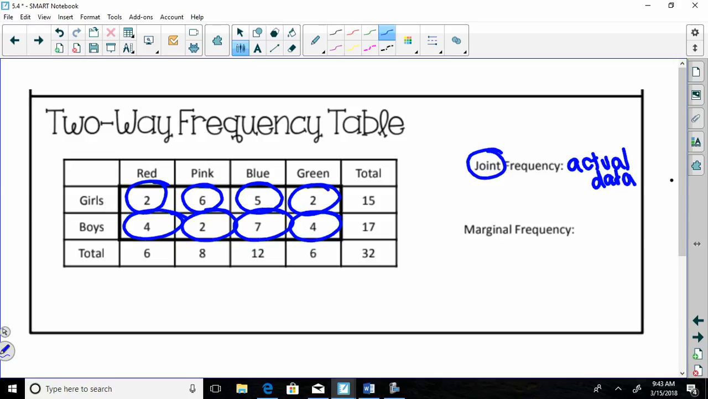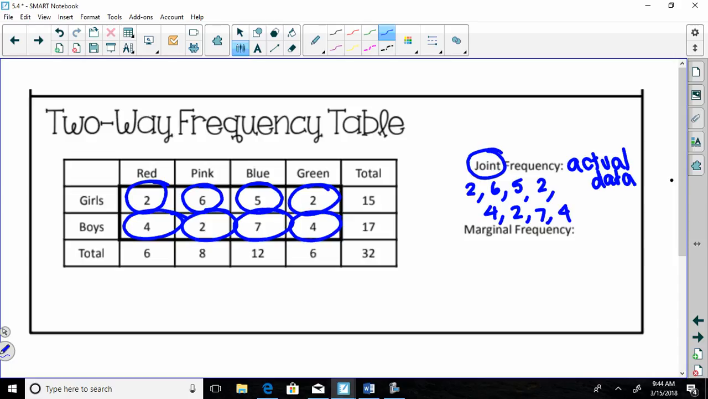And so right here, we're going to write down all the numbers. So it's 2, 6, 5, 2, 4, 2, 7, and 4. So joint just means all the data that we collected, basically. So where's all the data? So these are all the data? Yeah, so actual data, all the data that you actually accumulate.